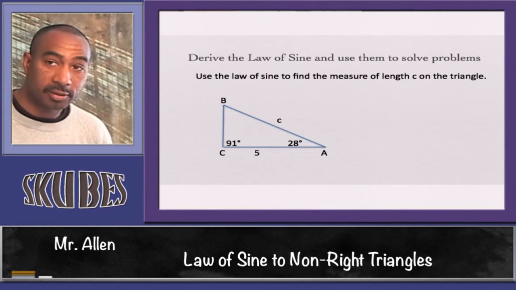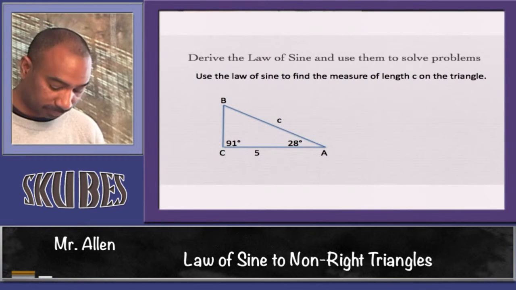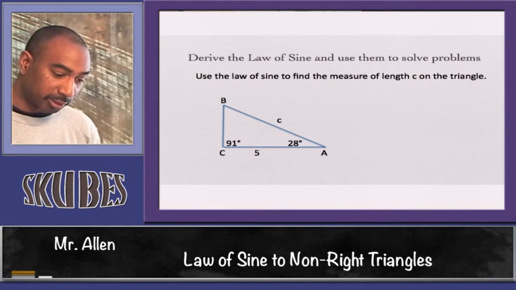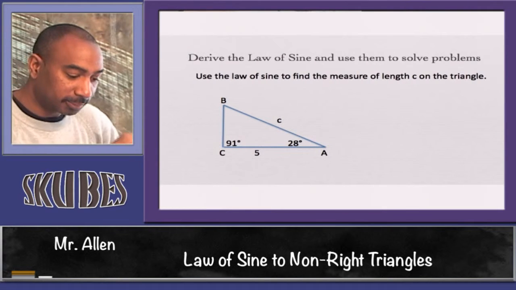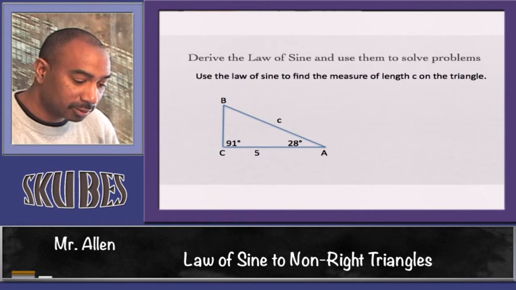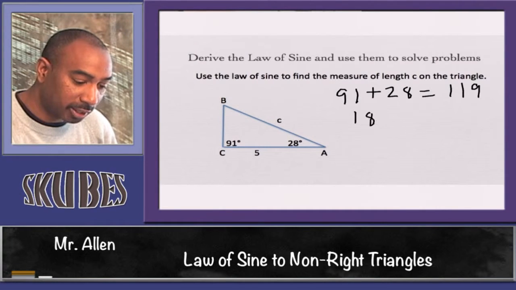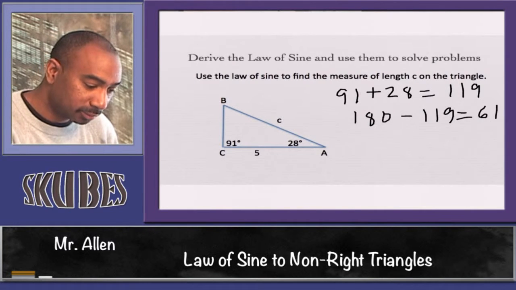Okay, use the law of sine to measure the length of c on the triangle. And similarly, remember the three angles in the triangle must add up to 180 degrees. So 91 plus 28 equals 119. And I'll subtract that from 180. That gives me 61 degrees.